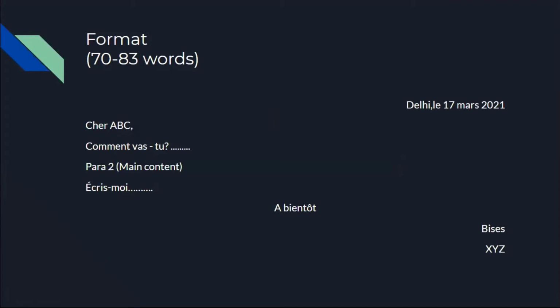The general word limit that comes in board exams and class 9th and 10th exams is 75 to 80 words. So you can in general write 70 to 83 words. That includes plus minus 3 words.